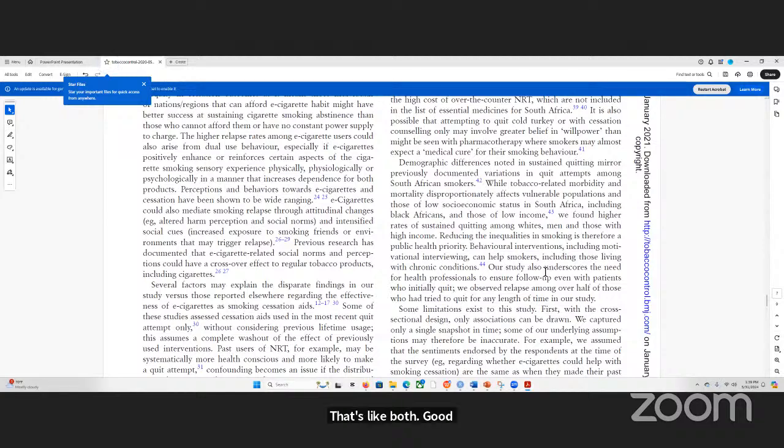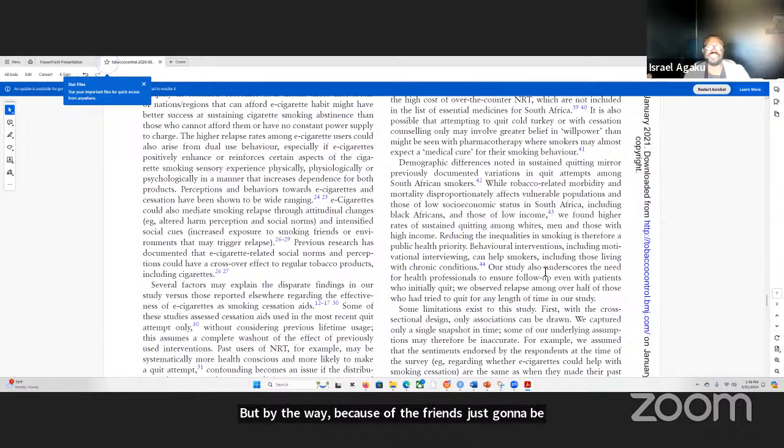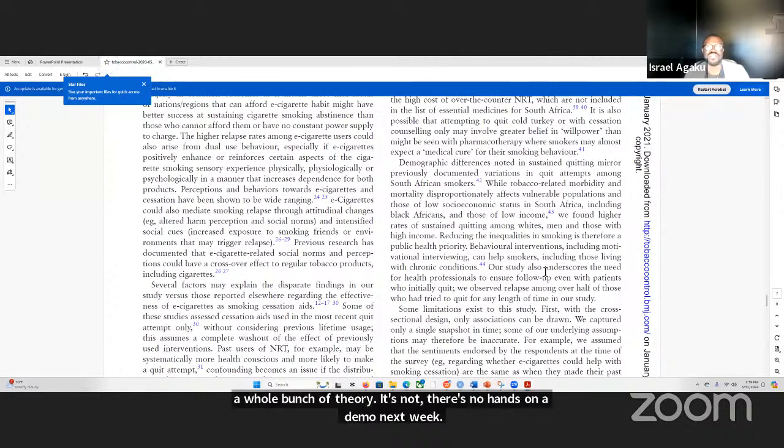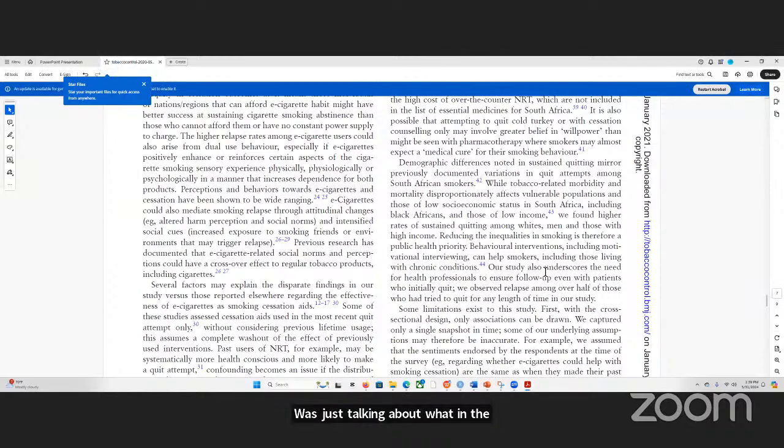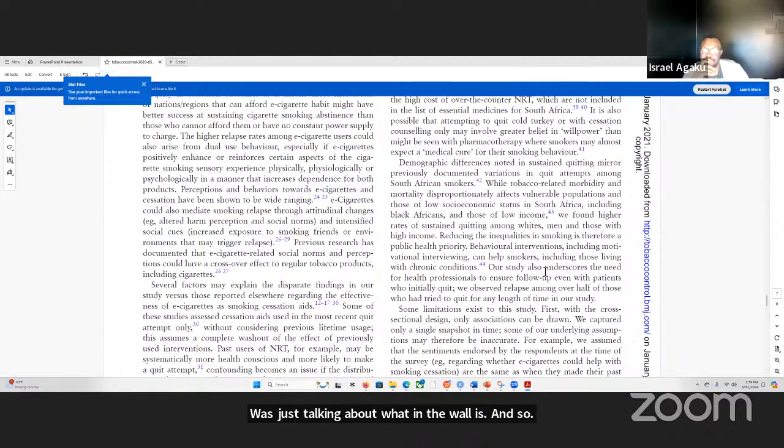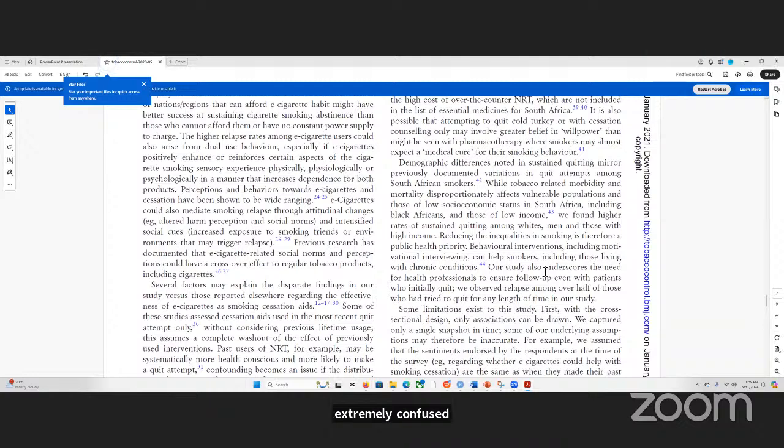But by the way, causal inference is just going to be a whole bunch of theory. There's no hands-on or demo next week. We're just talking about what in the world causal inference is. Can we combine the two? Yeah, we'll try, but I can't promise. It's better to have one session where we understand it completely than to try to deal with two topics where we end up being extremely confused. We'll try to accommodate both, but we'll just play it by ear.